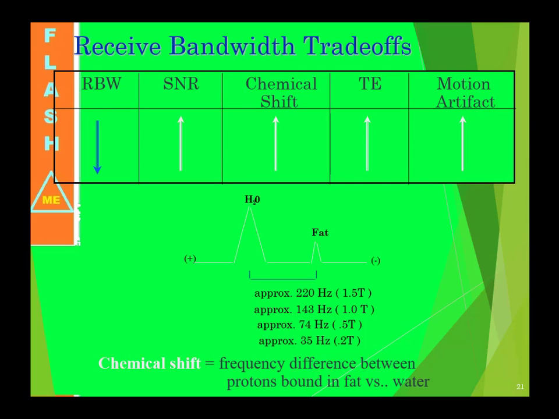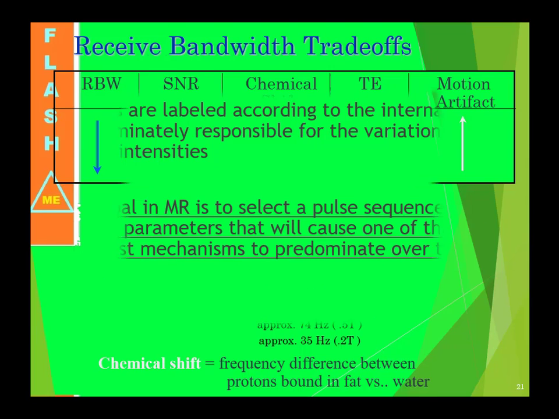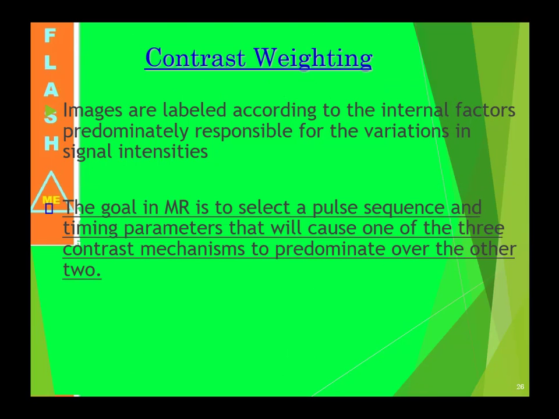Receive bandwidth trade-offs. Chemical shift equals the frequency difference between protons bound in fat versus water. Fat. Contrast weighting. Images are labeled according to the internal factors predominantly responsible for the variations in signal intensities.